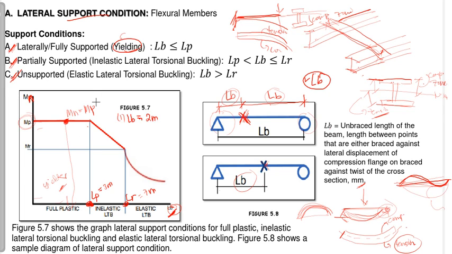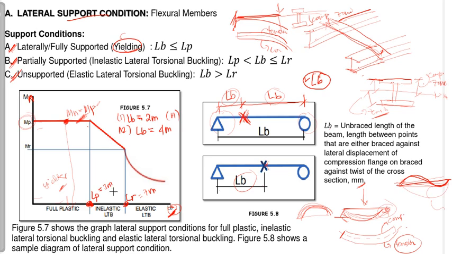Okay? So, later on, i-discuss natin kung paano or ano yung mga equation to solve for Mn in different conditions. So, what if yung LB naman natin is, say, for the second case, what if our LB is equal to 4 meter? Okay. So, this is case A, laterally supported. What if our LB is equal to 4 meter?